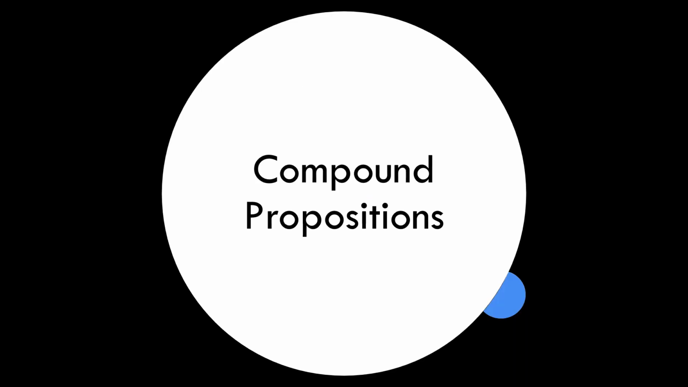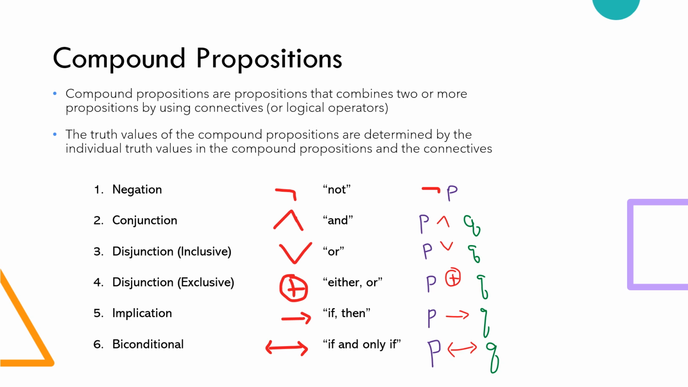Next, we will talk about compound propositions. Compound propositions are propositions that combine two or more propositions using a connective or a logical operator. Again, I'll use math as an example. We'll have variables x, y, and then we'll have an operator like a plus sign. X and Y are variables, and the plus sign is an operator. So this whole thing could be a mathematical expression.